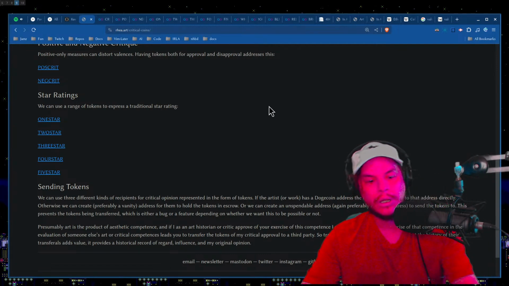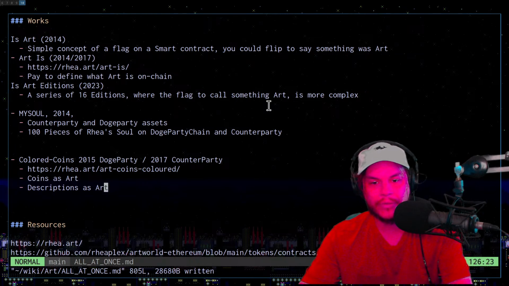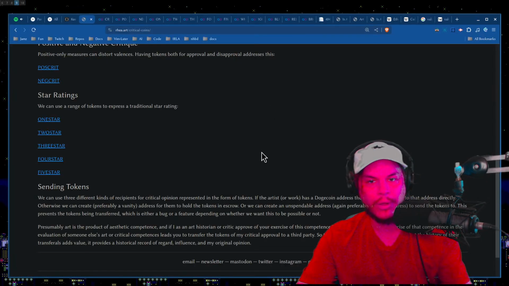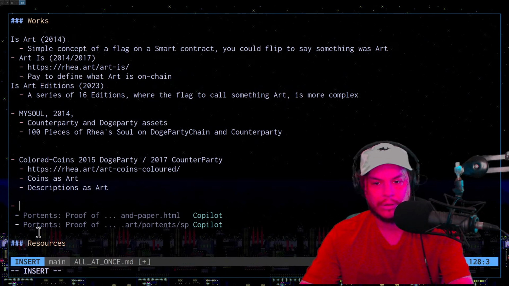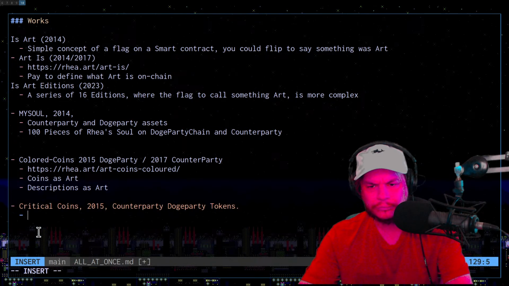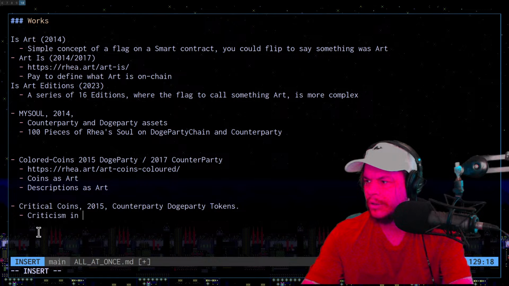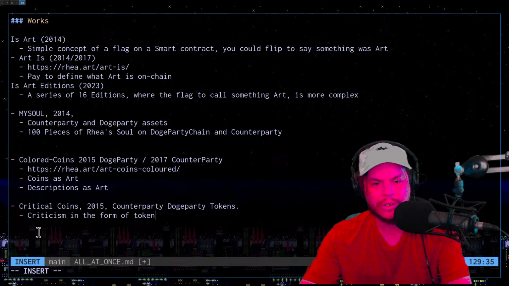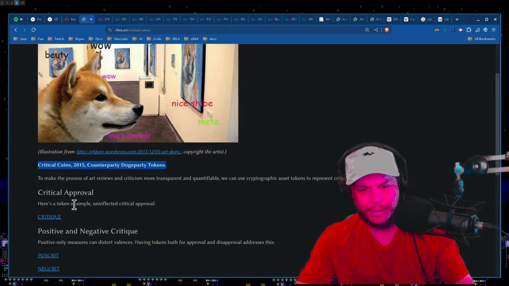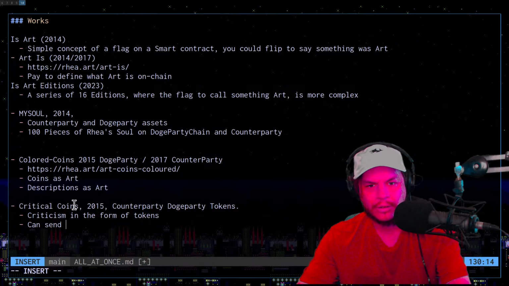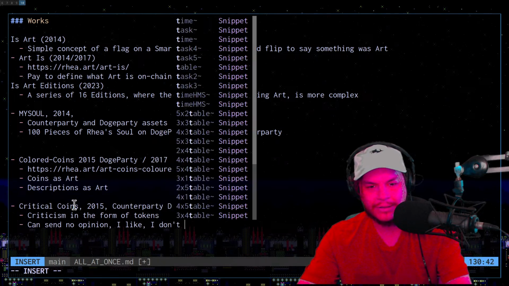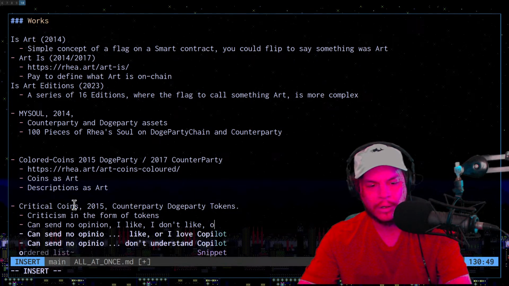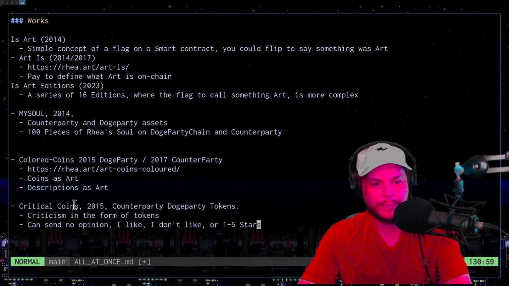Great, cool. So this is the critical coins. So this is criticism in the form of tokens. Can send essentially no opinion. No opinion. I like it. I don't like it. Or 1 to 5 stars. Nice.